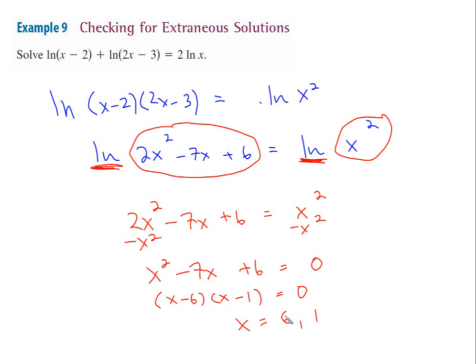Now, like I said, you should always check your answers. If I take 6 and plug it into the original problem, 6 minus 2, that gives me 4. 12 minus 3, that gives me 9. And natural log of 6 is perfectly fine. So we know 6 checks out. But look what happens when you plug in the 1. Can we have 1 minus 2? No, we're going to get a natural log of negative 1. You cannot have the natural log of some negative value, the same way you can't have the log of some negative value. So 1 does not work. It's an extraneous solution. So your only answer is x is equal to 6.